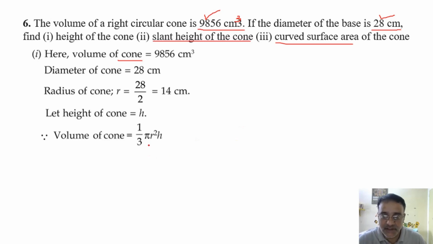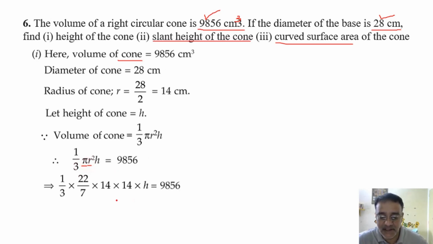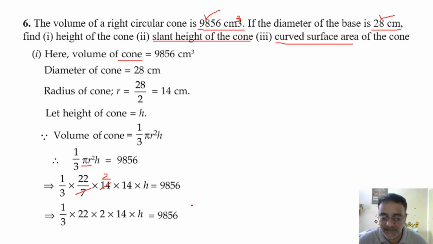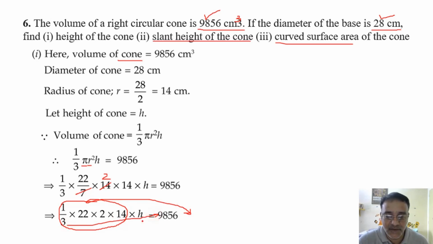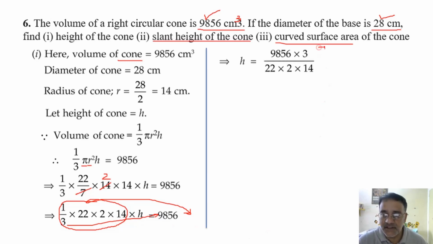Very good. So now this is equals to 9856. Now we'll substitute the value of pi and r. ठीक है? Now this 14 can be cancelled by 7. So we'll get 2. So 1 upon 3, 22 into 2 into 14 into h is equals to 9856. So what we will do, we will shift all this to this side. Okay, so 3 ऊपर multiply हो जाएगा और बाकी ये तीनों नीचे आ जाएंगे. All will come down. So we'll get this step. Any doubt in this step?